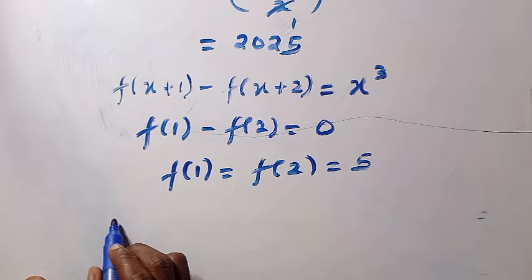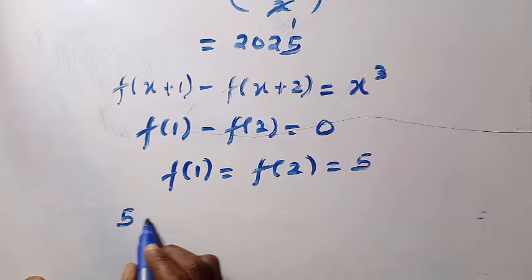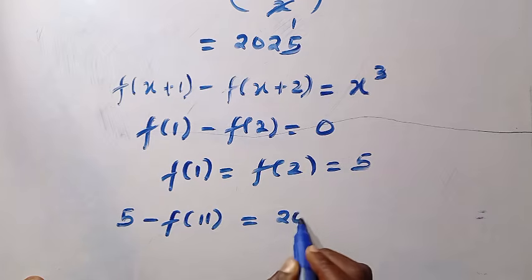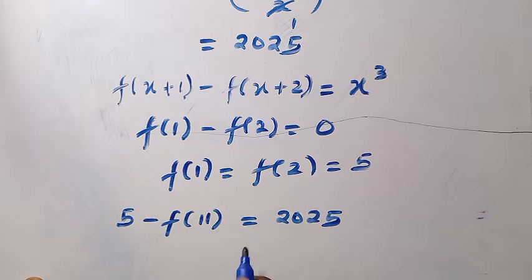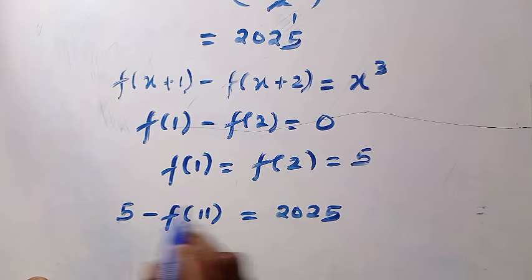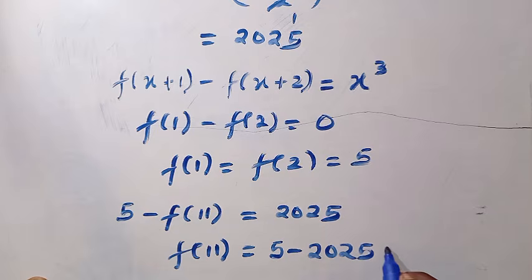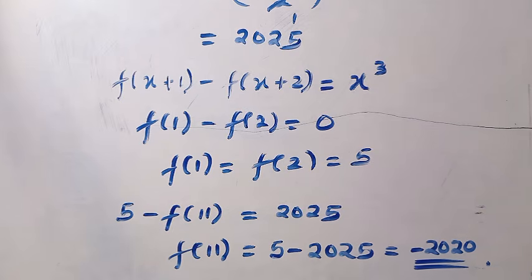If this is clear, then let's substitute. From f(2) minus f(11), that will be 5 minus f(11) equals 2025. If we collect the like terms, we are going to have f(11) equals 5 minus 2025. The result of this gives us minus 2020. So this is the solution that satisfies this problem.